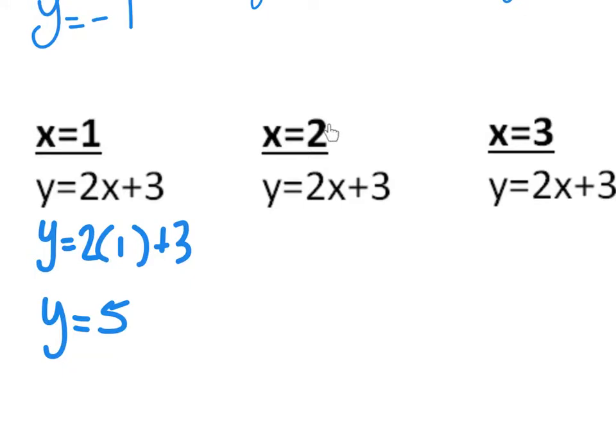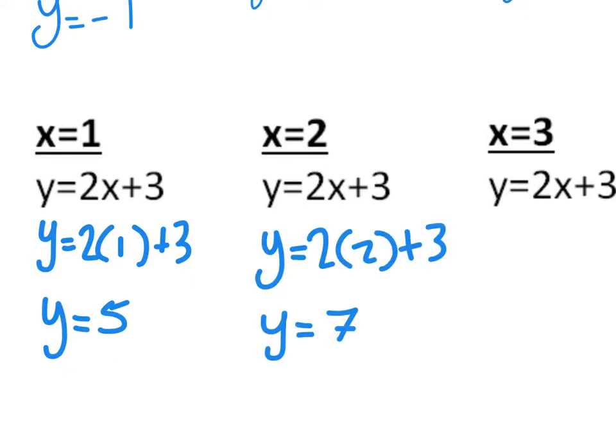Now we're going to substitute 2 into our equation. So we have y equals 2 multiplied by 2 plus 3. So we swap that x for 2 with brackets around it. 2 times 2 is 4, 4 plus 3 is 7. So our next point is 2, 7.